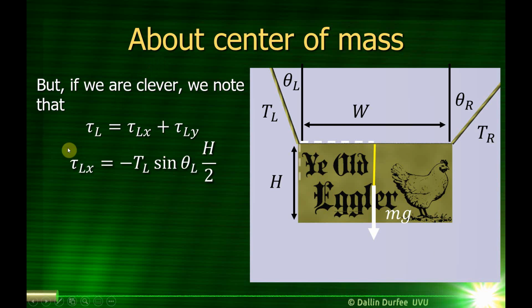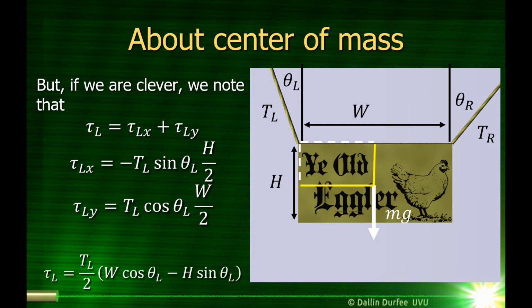Similarly, for the y component, the torque due to the y component of the tension in the rope on the left side, we can just say, well, look, here's the y component of force. We extend that down. We find the perpendicular distance to the axis. And then we just say, oh, the torque due to the y component of the rope on the left is the tension in the rope times cosine of theta L. That is the y component of force. And then we multiply by the perpendicular distance, which is W over 2. And so then we just add them together, and there is the torque due to the rope on the left.